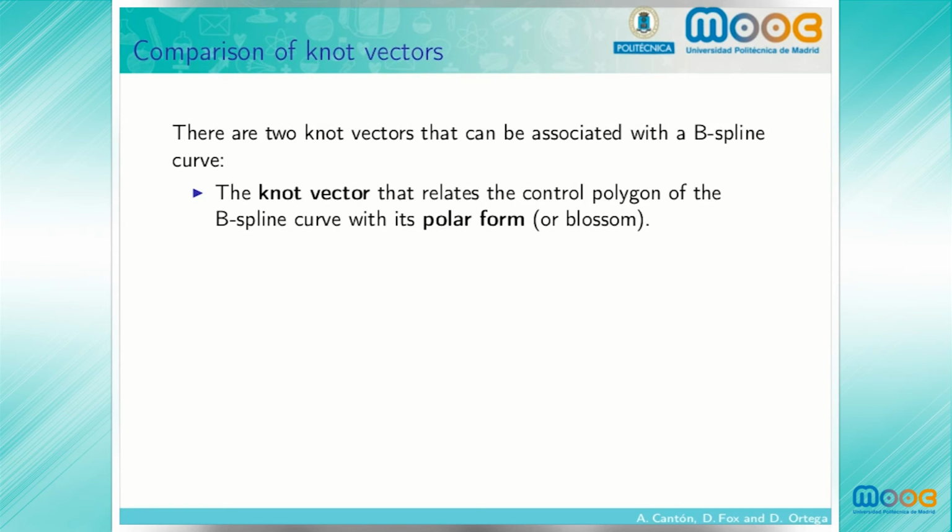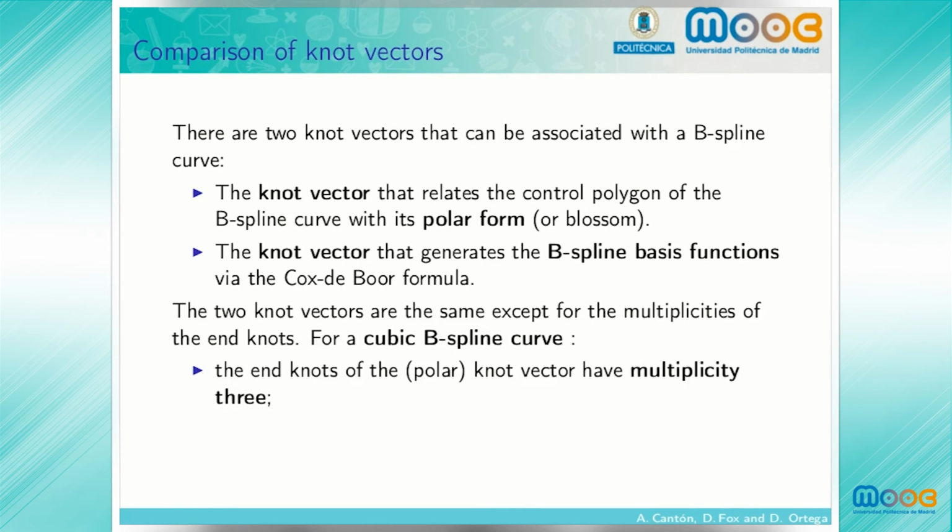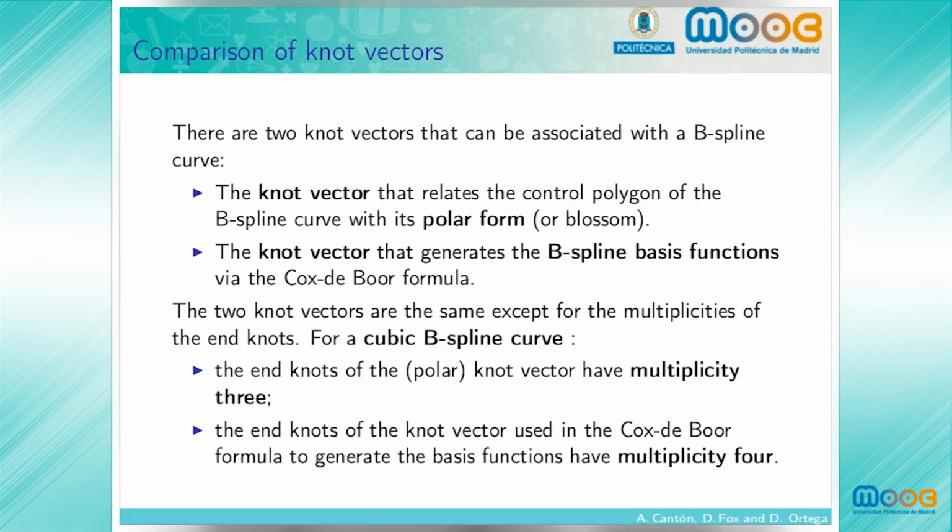So we've seen there are 2 knot vectors that can be associated with the B-spline curve. The knot vector that relates the control polygon of the B-spline curve with its polar form, or blossom, the one we've just seen, and the knot vector that generates the B-spline basis functions via the Cox-de-Boer formula we've seen in previous videos. Both knot vectors are the same except for the multiplicities of the end knots. For a cubic B-spline curve, the end knots of the polar knot vector have multiplicity 3. The end knots of the knot vector used in the Cox-de-Boer formula to generate the basis functions have multiplicity 4, but otherwise those 2 knot vectors are the same.